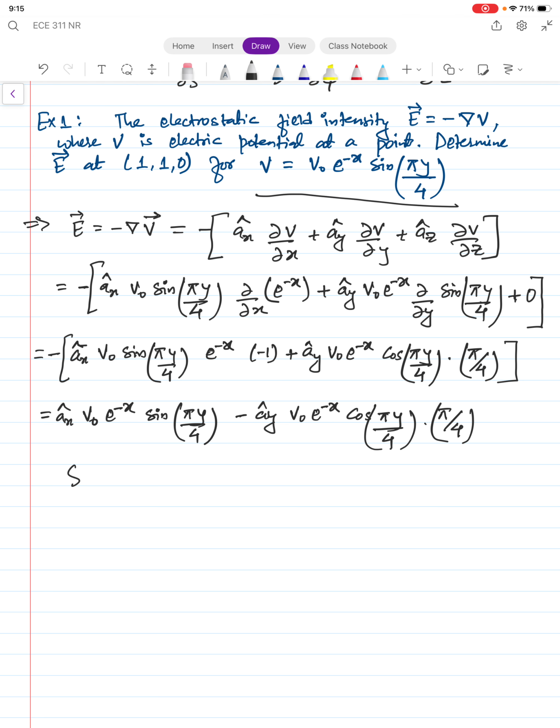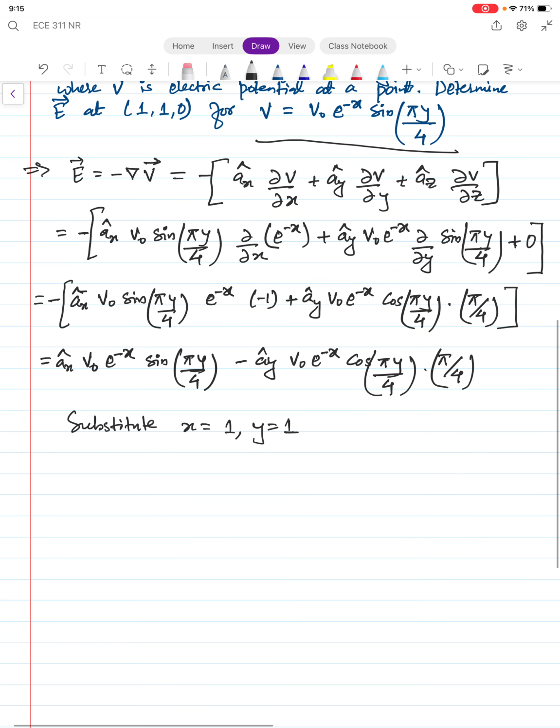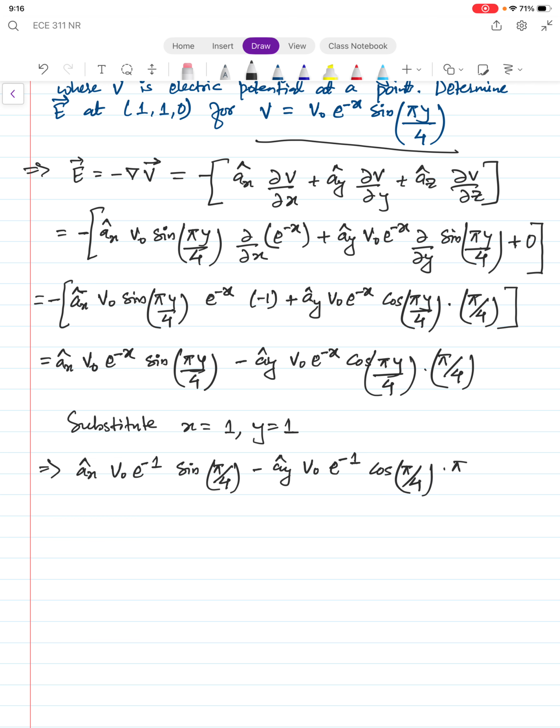So we'll substitute x equals 1, y equals 1. We get a_x hat v0 e raised to the power -1 sine(pi by 4) minus a_y hat v0 e raised to the power -1 cosine(pi by 4) times pi by 4.